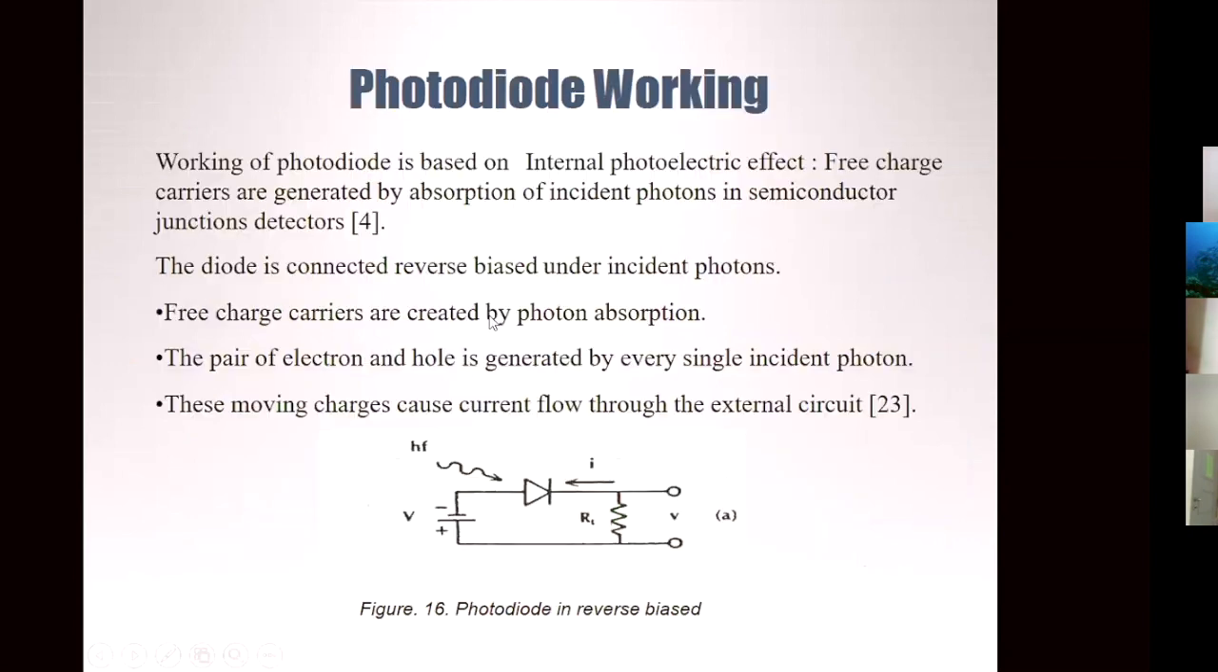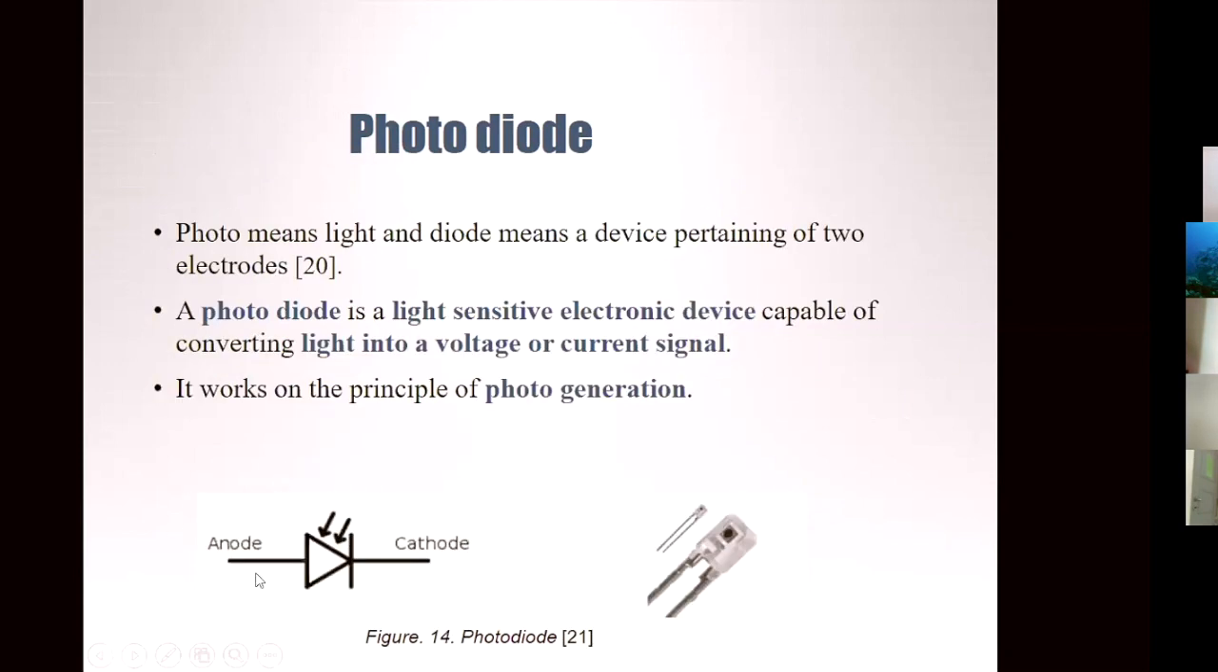So this is the photodiode working principle. From here we can see the photodiode symbol. This is a kind of normal diode, but it has two arrows here, meaning it absorbs or senses light. But it also has an anode and cathode like a normal diode.